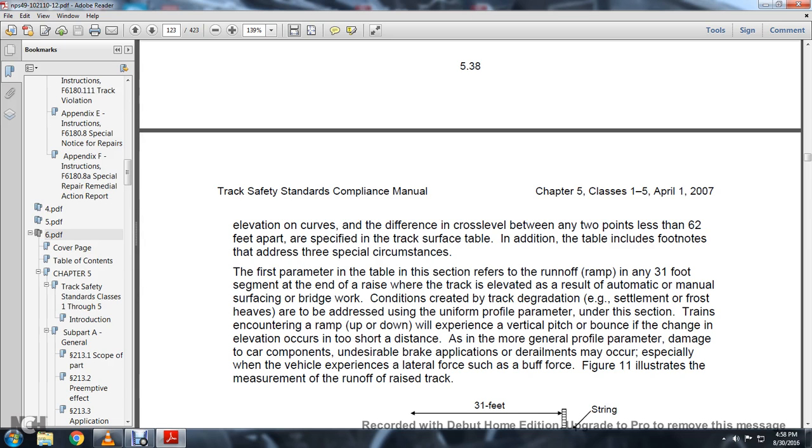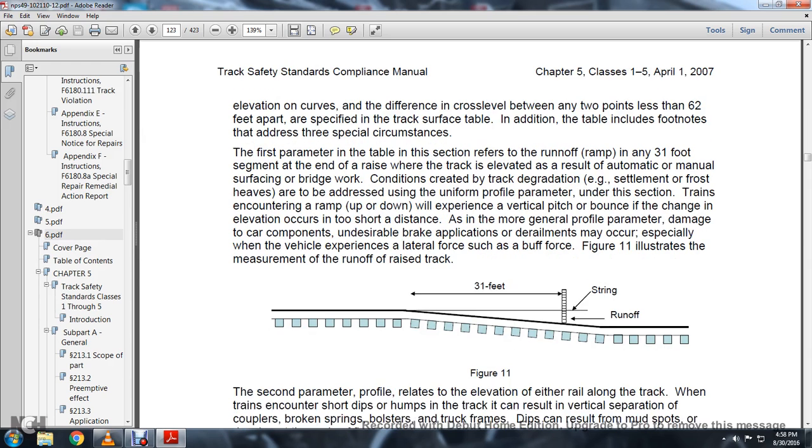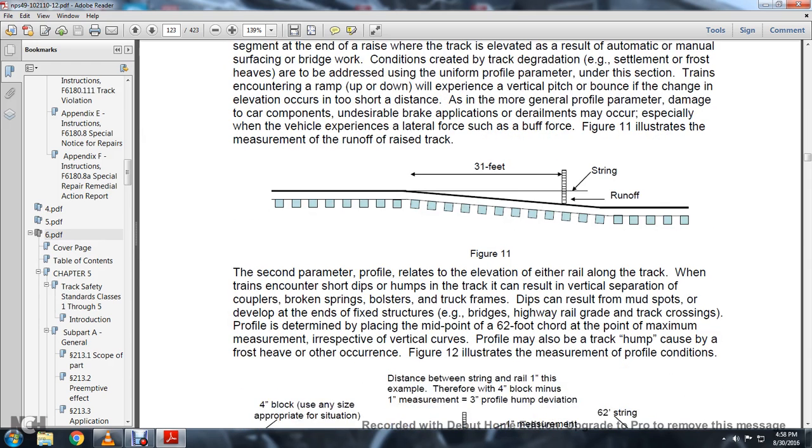Trains encountering the ramp up and down will experience a vertical pitch and bouncing of the train. Evaluation occurs, but the distance is short and the change is minimal. More general profile parameter damage to components, undesirable braking application, and derailments may occur, especially when the vehicle experiences lateral forces from such buff force. Figure 11 illustrates the measurement of runoff of the raised track. It shows the 31-foot string of the runoff. That's your difference in the elevation or superelevation.